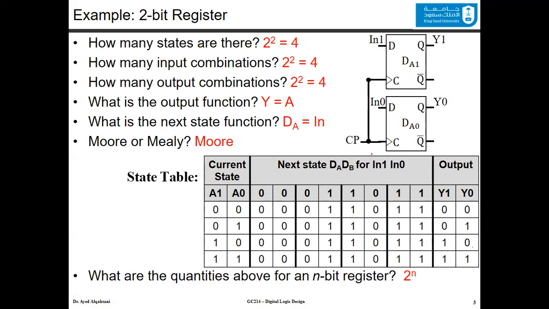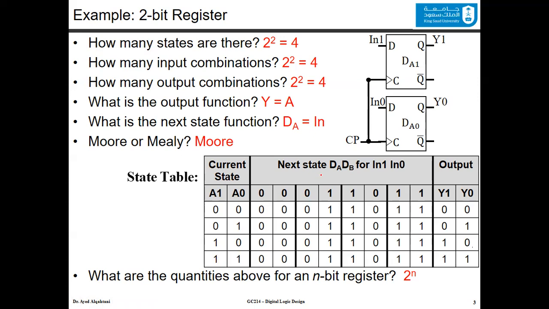Now, this is the state table. We don't really need it, because this is a simple register, it's just saving the value coming from the input inside the flip-flop. However, if you want to develop the state table, you can see that the current state can be 0,0, 0,1, 1,0, or 1,1.